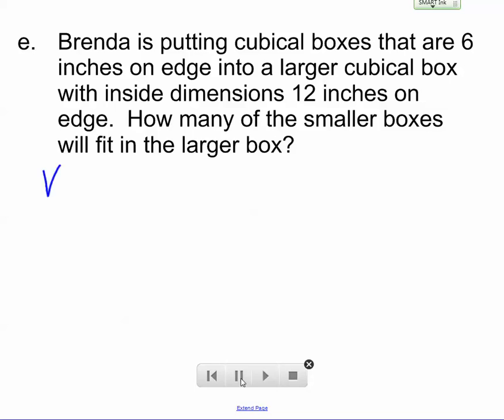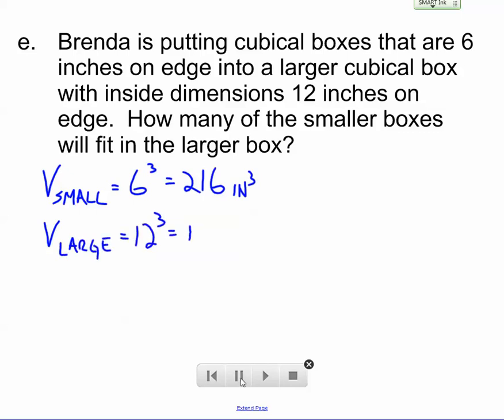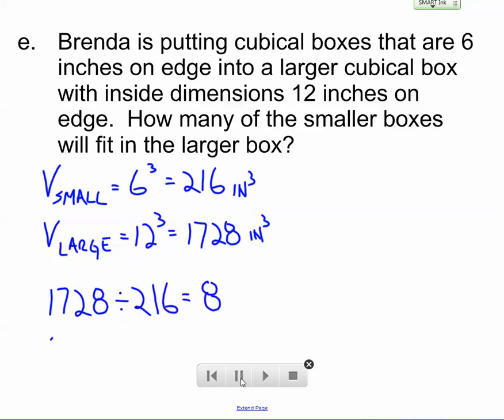Okay, so I'm going to do this mathematically first. I'm going to find the volume of the small, which would be 6 times 6 times 6, which is 216 cubic inches. The volume of the large cube would be 12 times 12 times 12, which is 1,728 cubic inches. Now, if I want to figure out how many small fit in the large, I'll just divide the largest volume by the small's volume, and that'll tell me that it's 8 cubes. So 8 small cubes will fit in 1 large cube.